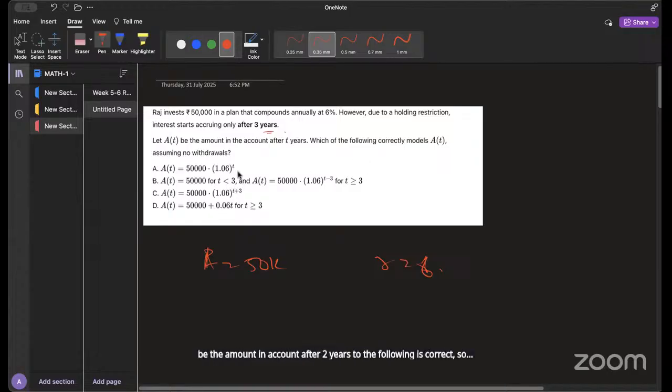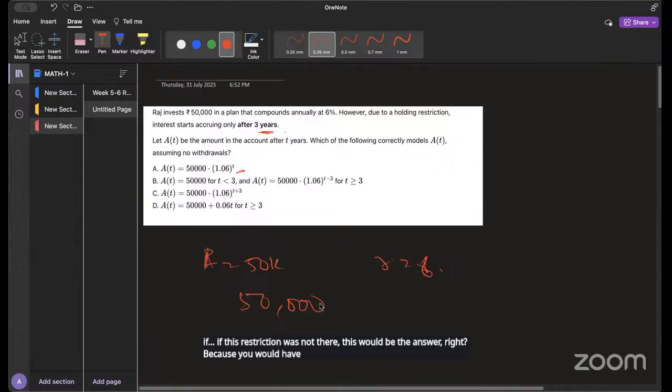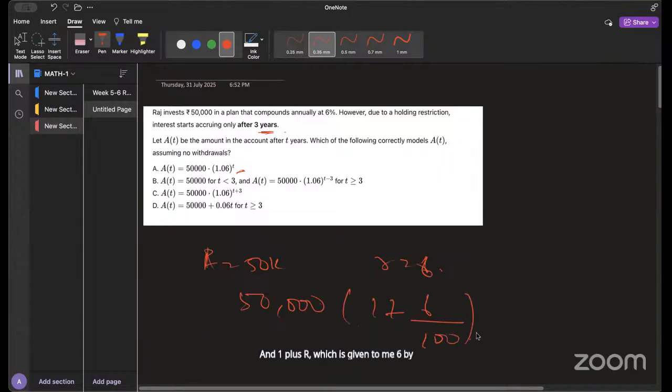If this restriction was not there, this would be the answer, right? Because you have 50,000 times (1 plus R), which is given to be 6 by 100, to the power T, and it's annual compounding, so your n is 1 here. Your n is taken to be 1 here.